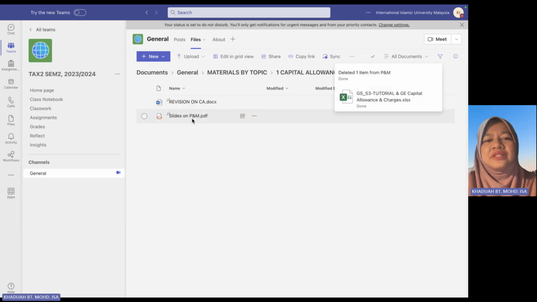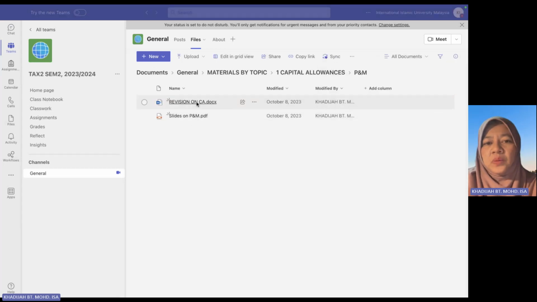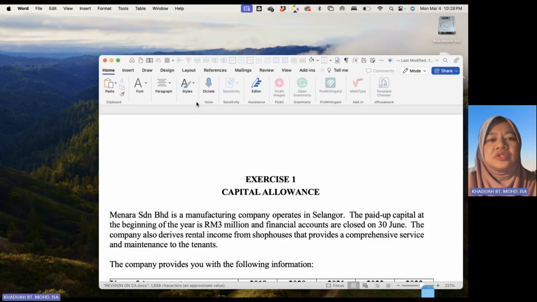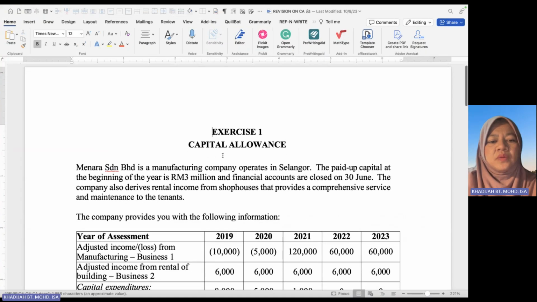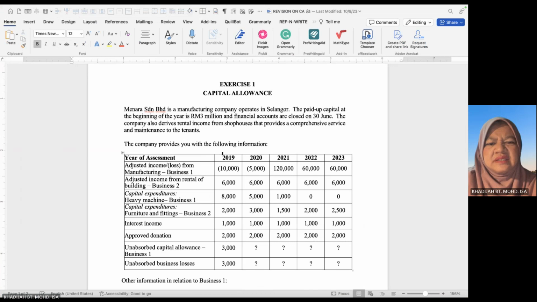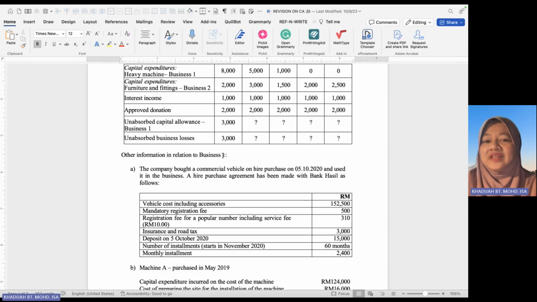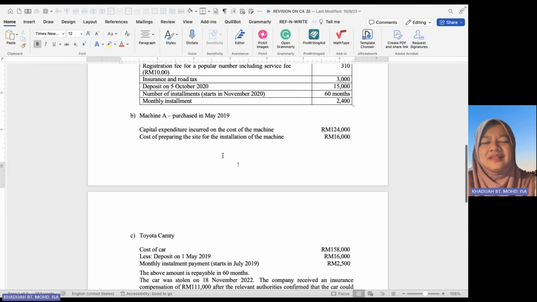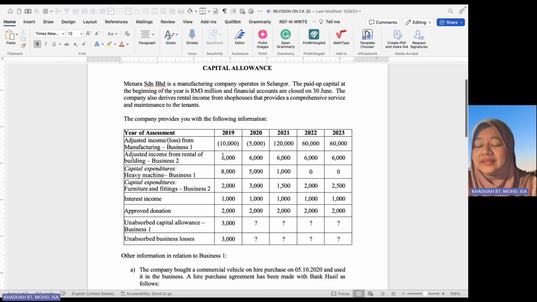Okay, so you have this question, revision on capital allowance. All right, so you can do this question. What's the difference now? The difference is that normally in your Tax 1, when you do your corporate tax, or even your capital allowance, it's only for 1 year, year of assessment only, computed for YA 2023.